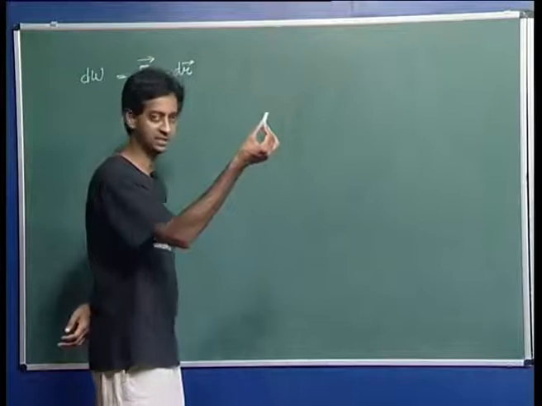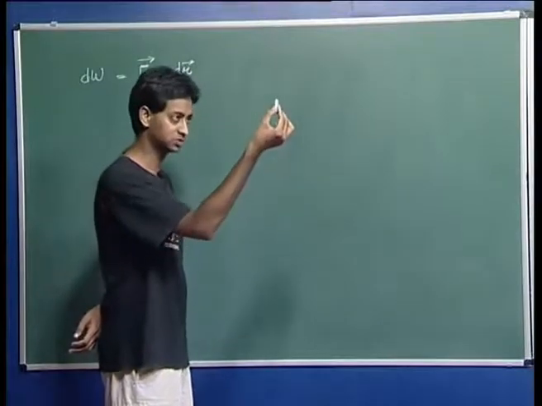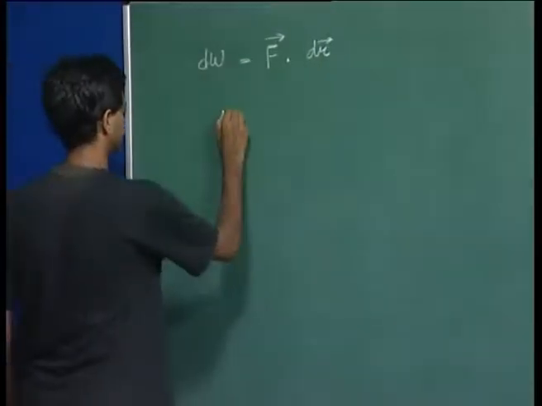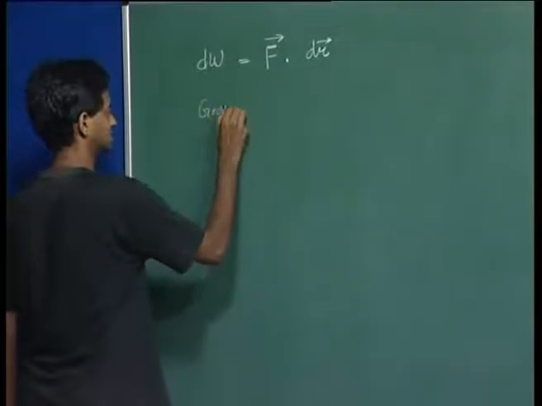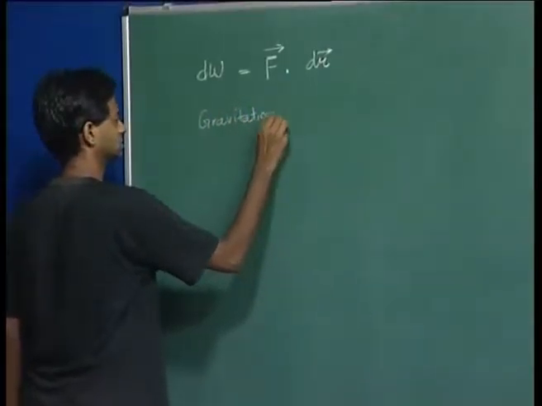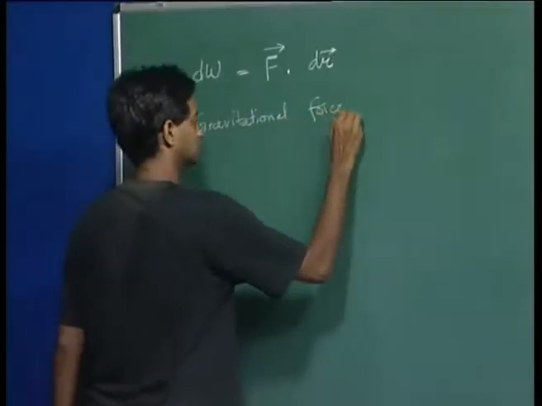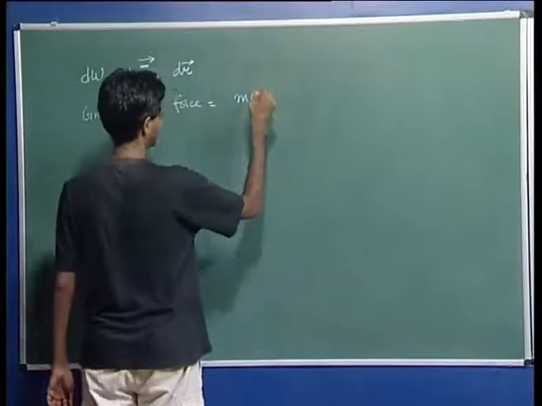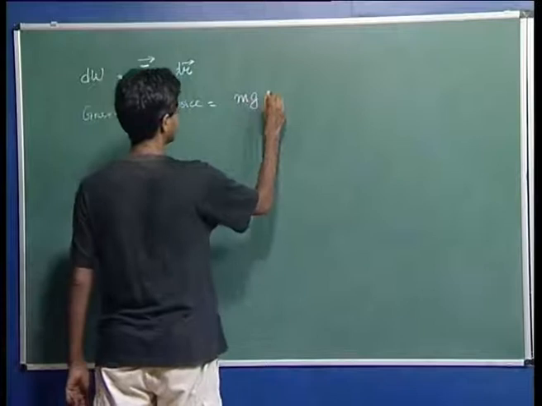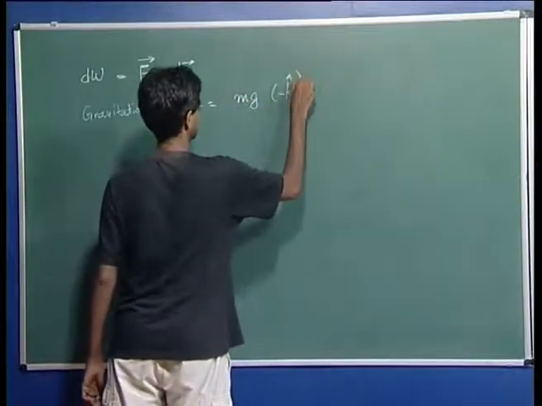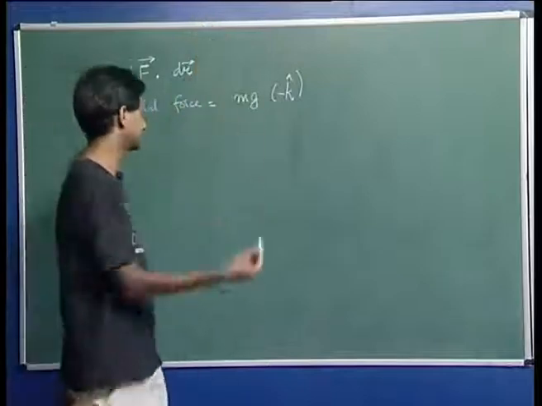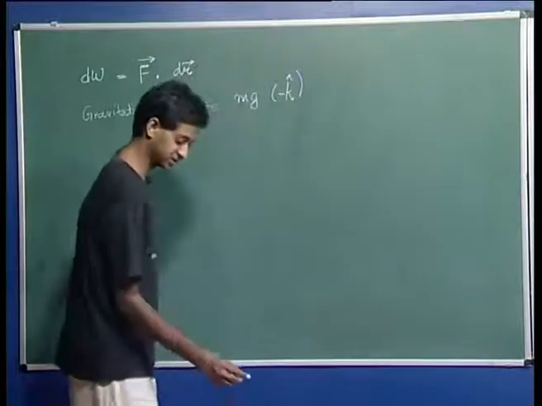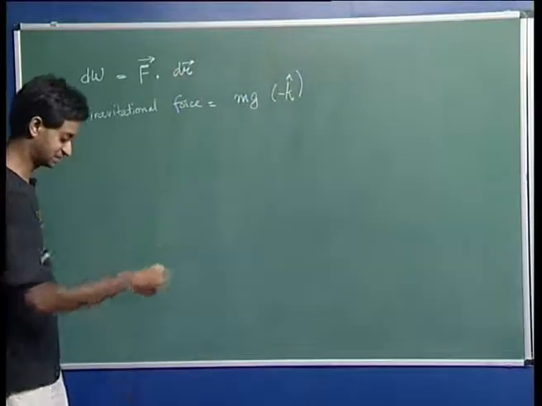Suppose you have a gravitational force. The body is attracted towards the ground, and the force on the body is the mass of the body times the acceleration due to gravity, acting in the minus k direction, that is, downwards. We assume this is the plus k direction, and the force is acting downwards. Suppose you displace the body by some amount.